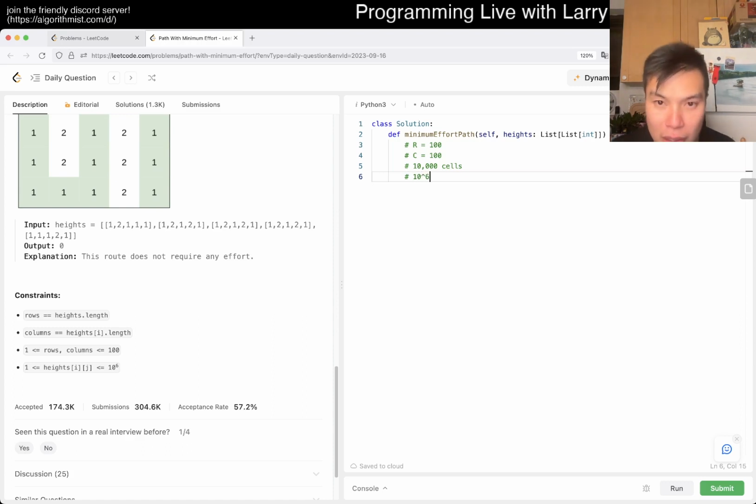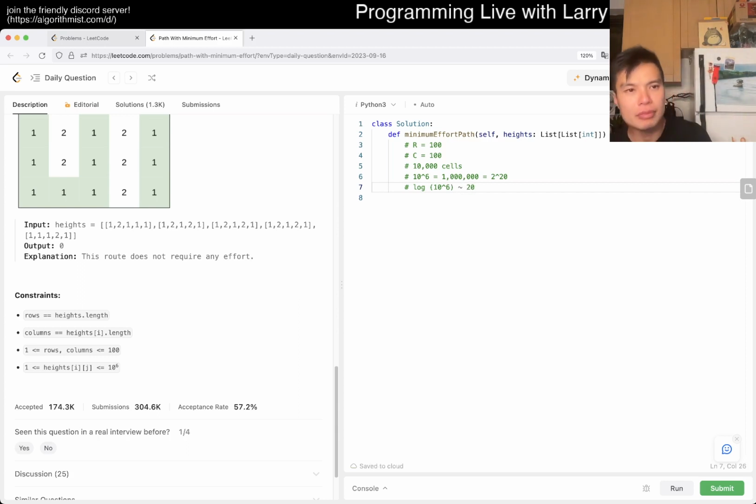So what's 10 to the 6? 10 to the 6 is a million. I always have an off by one about this. So that's equal to a million, which is of course 2 to the 20. Sorry, I said 10 to the 20, which is obviously wrong. But what that means is that if we do a log base 2, it's going to be 20, say, right? That means if we do binary search, it will be 20 iterations.